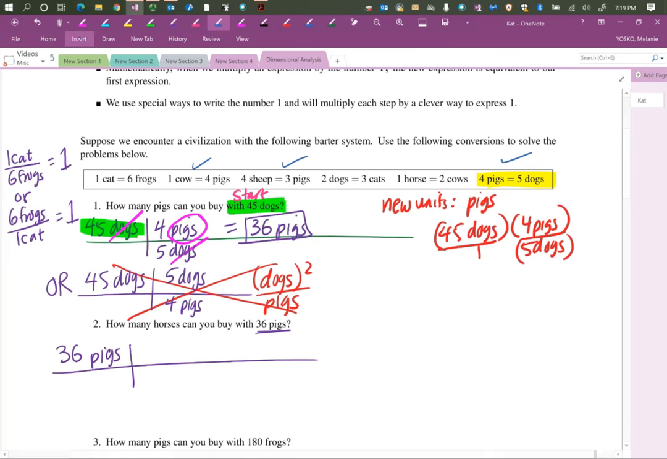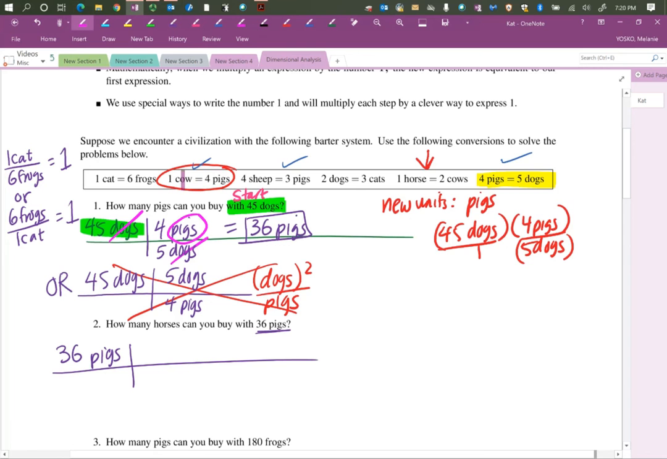Okay, do any of those that I've put little check marks on go straight to horses? Nope, I have dogs, sheep, and cows. Okay, so somehow I have to get from pigs to horses. So let's look. What piece is given with horses? Well, the only conversion I see that has horses in it is 1 horse is equal to 2 cows. So that means I want to use this conversion because I can go from pigs to cows and then cows to horses. Okay, so I know 1 cow is equal to 4 pigs.